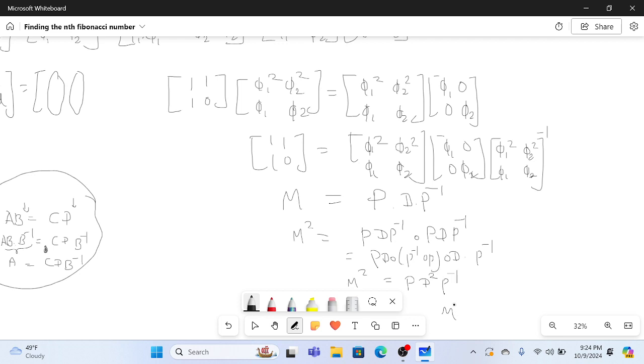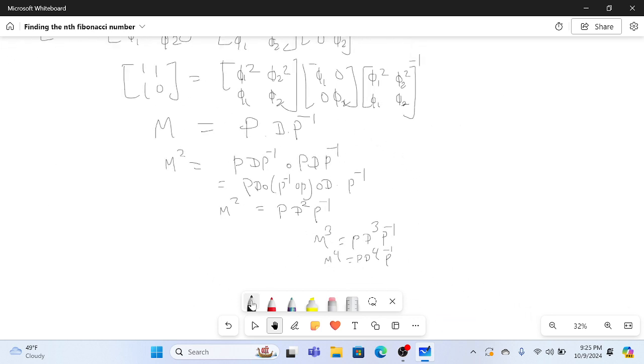If I find M cube, similarly this will be P d cube P inverse, right? M to the fourth is P d to the power 4 P inverse. Yeah. Now what's the big thing? Originally there was fourth power in M. Now there is fourth power in D. You might think like that, right? But since this is a diagonal matrix, it's really easy to take power of diagonal matrix. The nth power will just be a to the power n 0 0 b to the power n. See, so it's easy. So we have reduced this difficult problem into a really simpler one, because it's really easy to take power of this one, right?